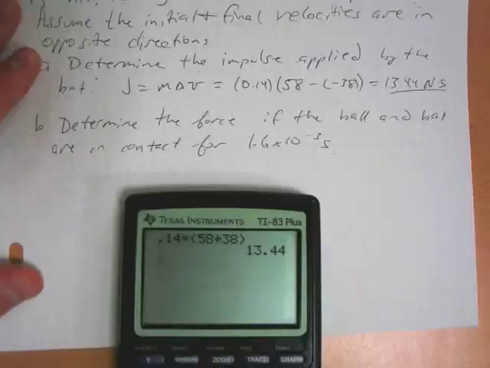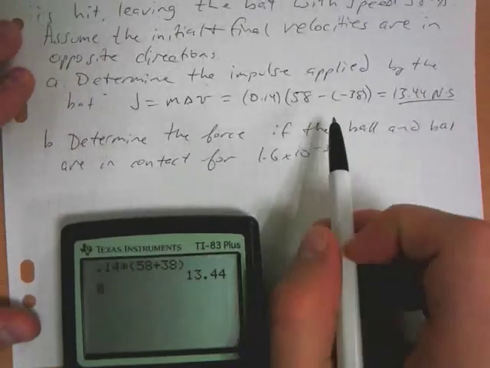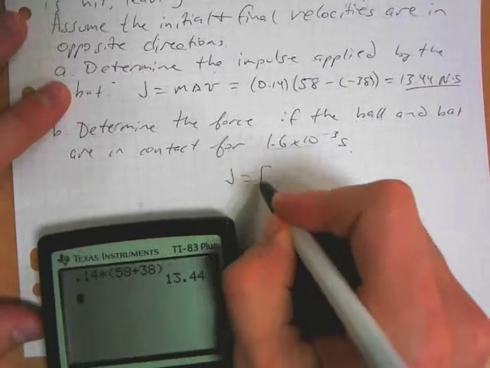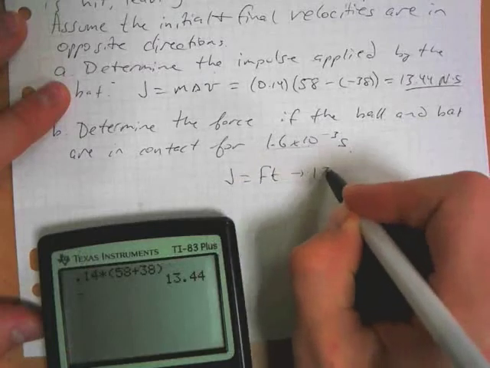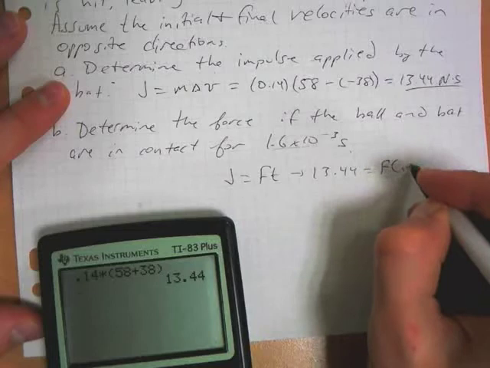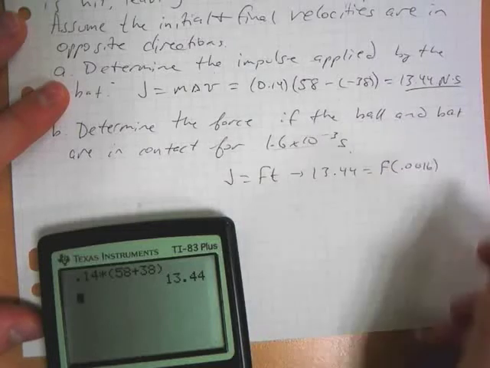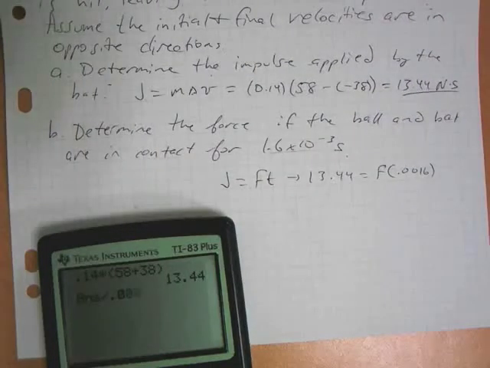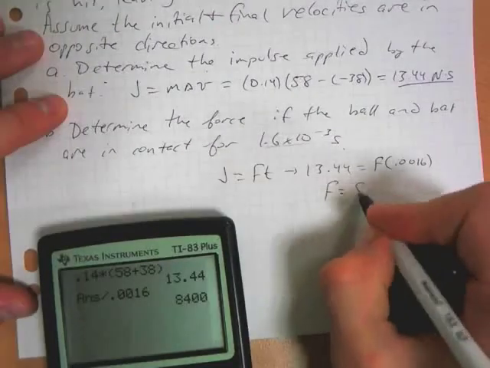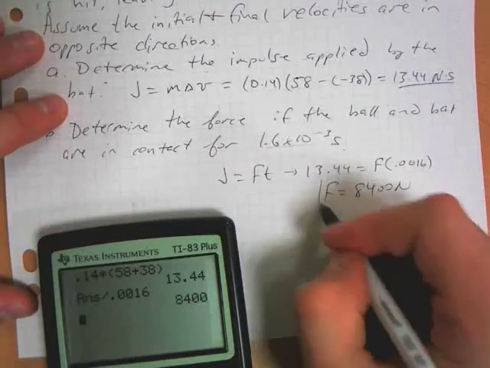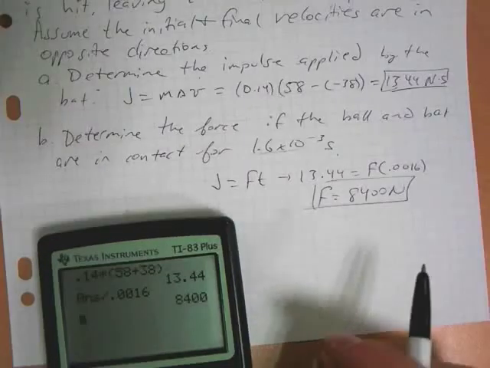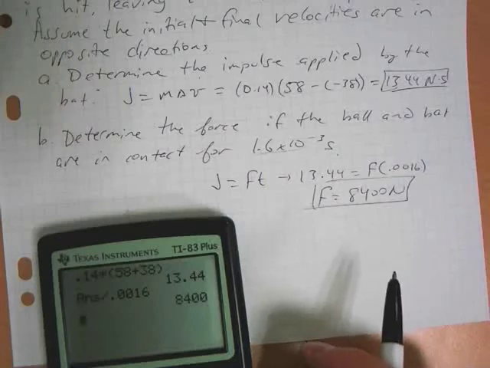Now, if the ball and the bat are in contact for 1.6 times 10 to the minus third seconds, well, we know impulse is equal to force times time, so that 13.44 is equal to force times 0.0016. And so we get the force in question is 8,400 newtons, which is really big, but actually not particularly unrealistic for that kind of collision.